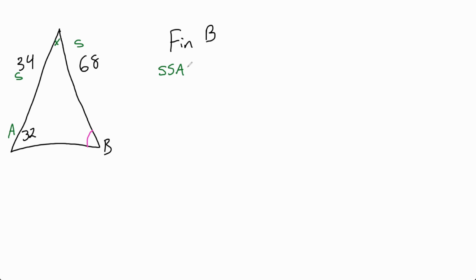I was going to call them congruency statements, but we only have one triangle, so these are just determination statements. And SSA always uses the law of sines. So I know big A and I know little a, so those are going on my left-hand side. It's going to be sine 32 over 68 is equal to, well, this time I want B.